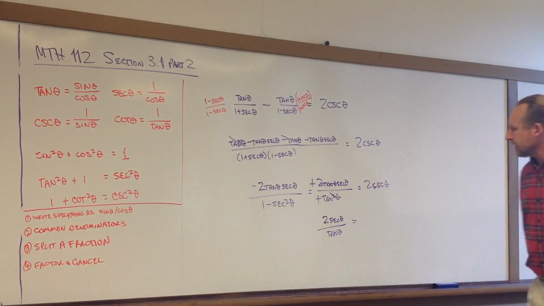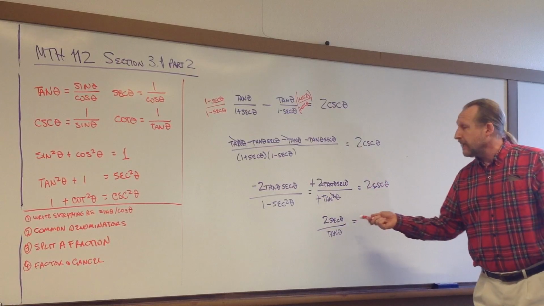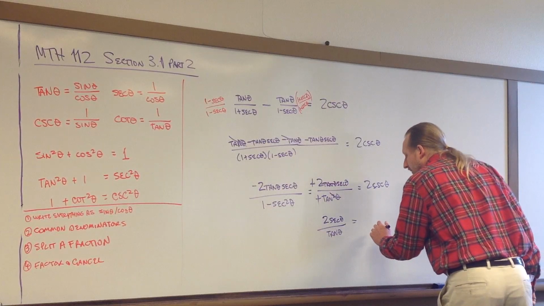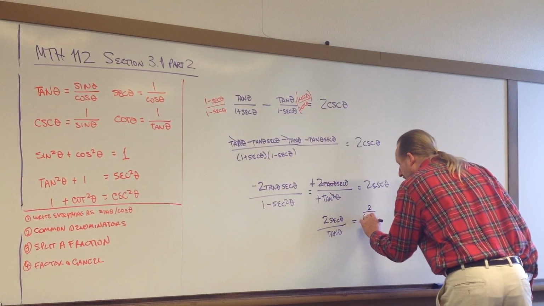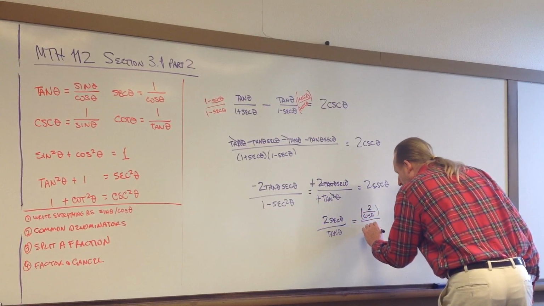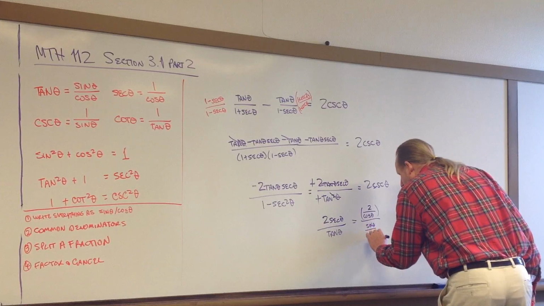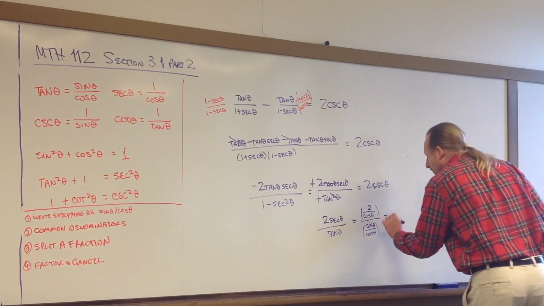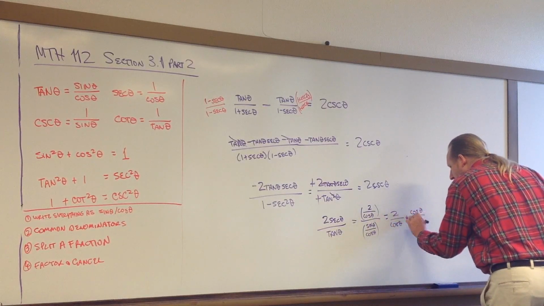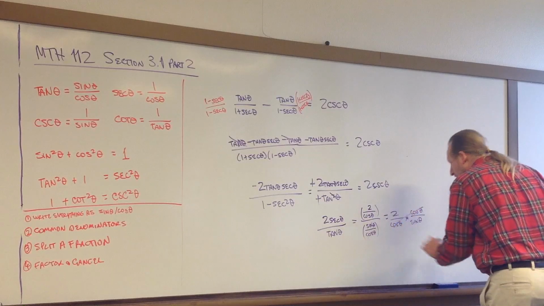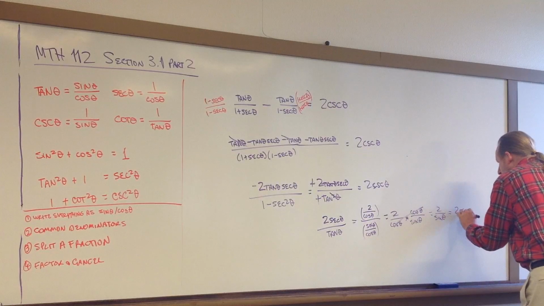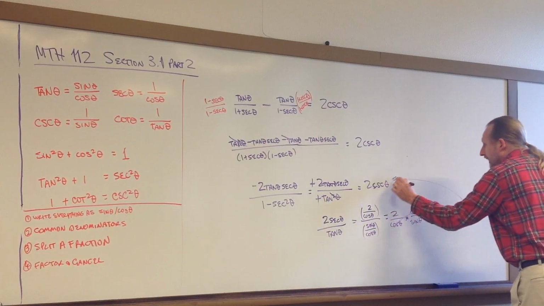We're still headed in this direction. At this point, I would rewrite everything in terms of sines and cosines. And so let's see here. On the top, this will be 2 over cosine theta, and then sine theta over cosine theta on the bottom. So 2 over cosine theta multiplied by the reciprocal, and those cosines cancel out. 2 over sine theta is 2 cosecant theta, and that's what we wanted.